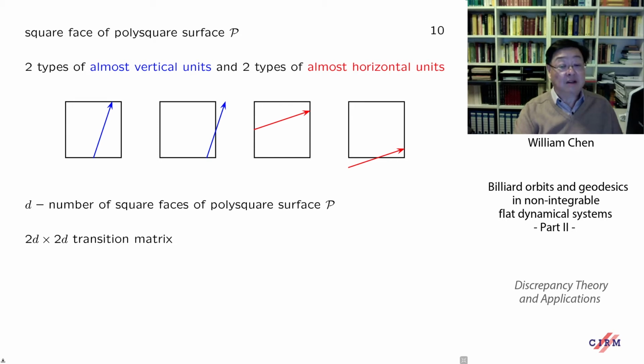Let D be the number of square faces of a polysquare surface P. Now D is equal to 3 for the L surface. And since there are two types of almost vertical units for each square face, that's why the L surface has 6 types of almost vertical units and 6 types of almost horizontal units. But now if we have D square faces, then we have 2D of each kind, which means that the transition matrix is now 2D by 2D.